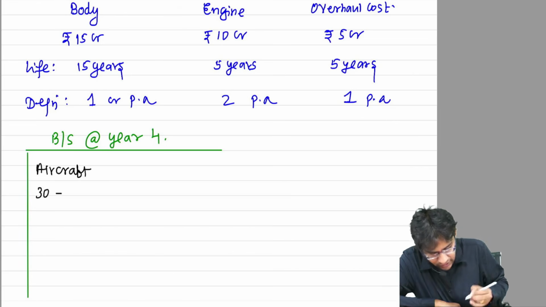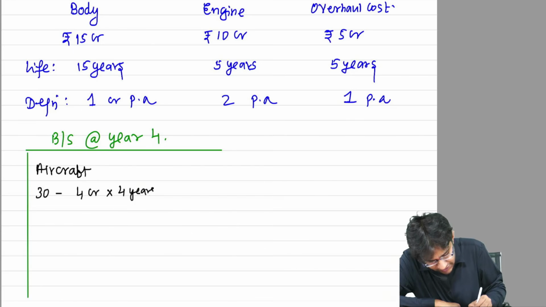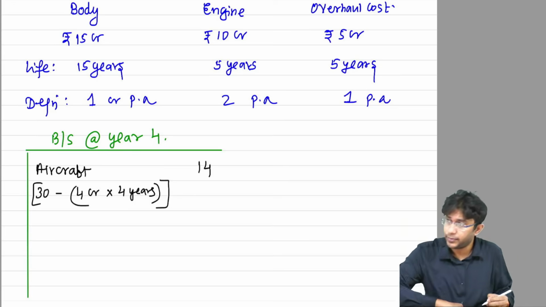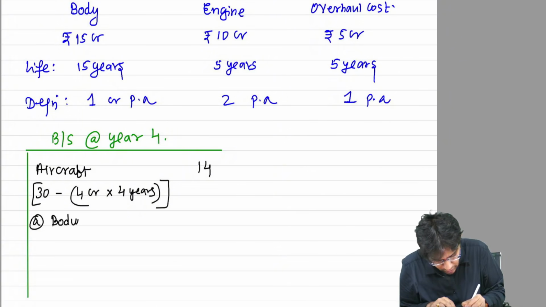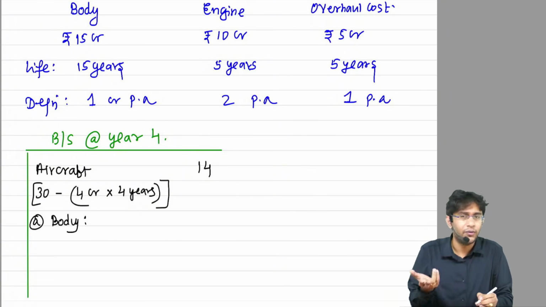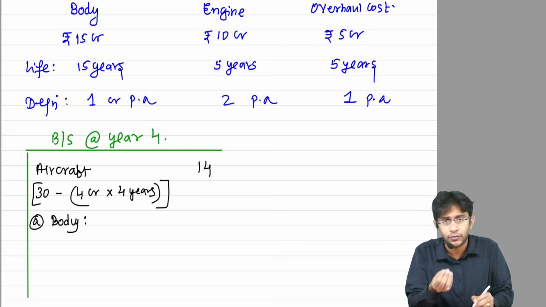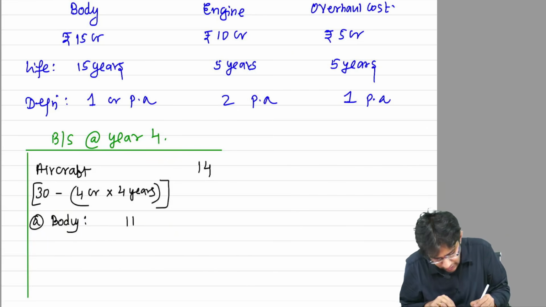the aircraft which you purchased for 30, every year 4 crores depreciation you are charging, till now 4 years are over. So the aircraft would be appearing at 14. In this breakup, body: every year 1 crore you are charging, 15 crores, 4 crores you removed, so it will be 11 crores.